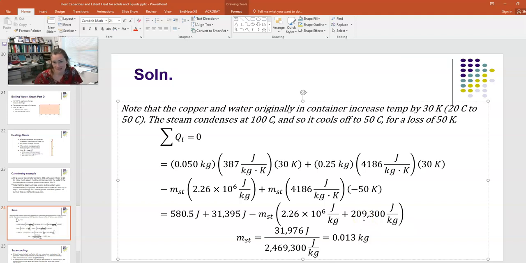Okay, that's the example. If you're confused about the algebra or any steps here, pause the video at this point and make sure you can follow what I've done.